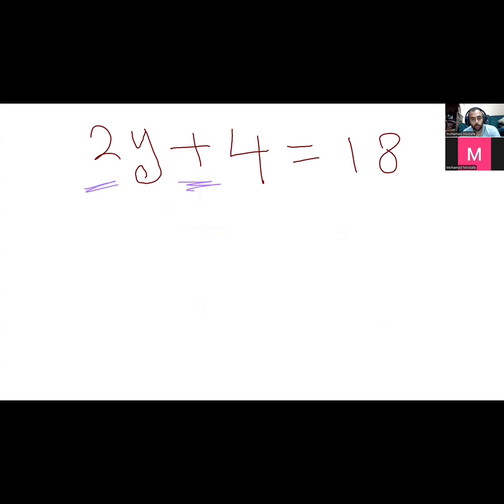Let's take another one. If I tell you 2y plus 4 equals 18, this is called an equation, and he tells you he wants to find y. You have here plus and times. Which one will you start with? I can start with either, but the easiest is to start with plus. I can put minus 4, or we can say subtract 4 from the two sides.